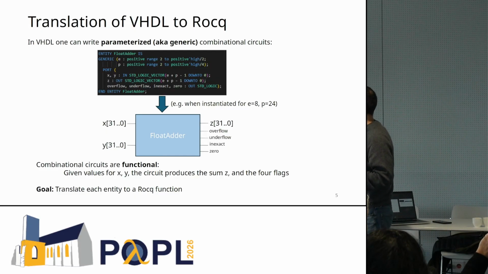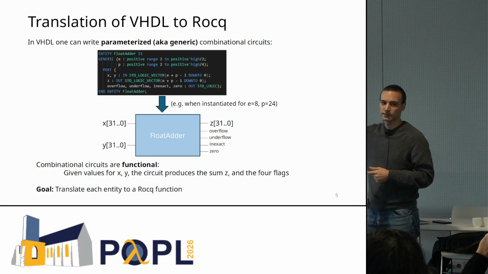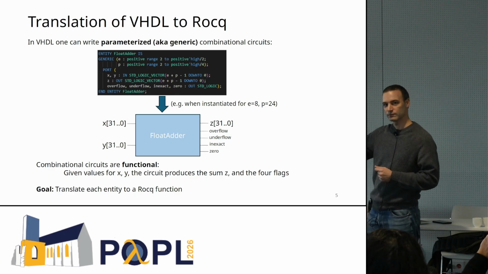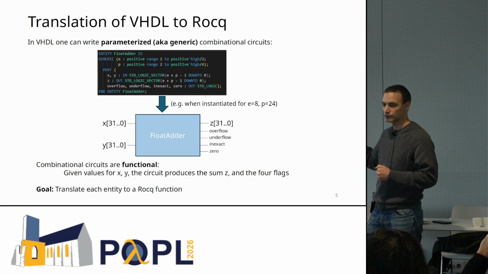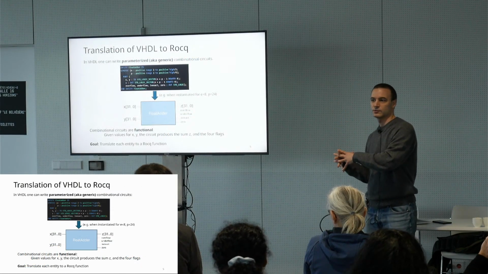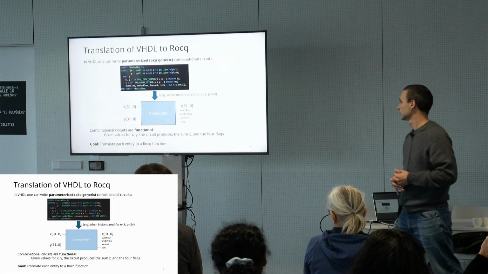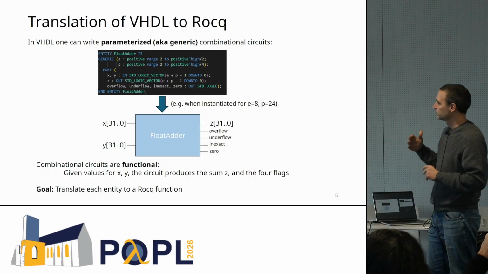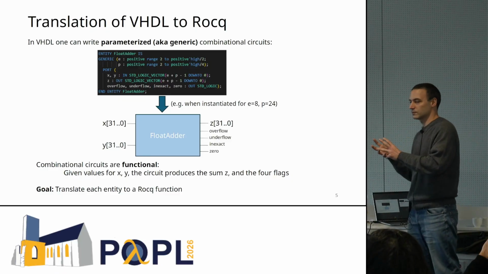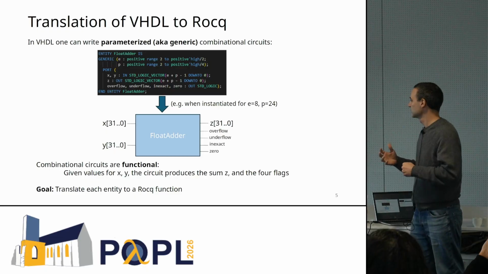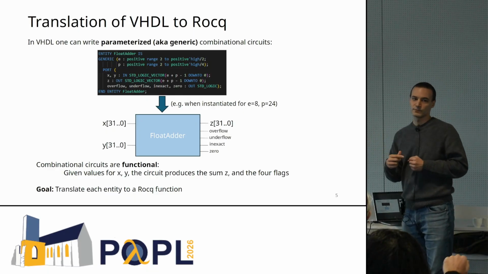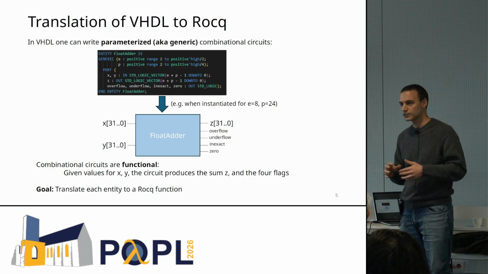And so this means that if you give values to E and P, for instance 8 and 24, then you can synthesize a circuit that will look like this. On the left you have the input vectors x and y, on the right you have the outputs, and so on. So for each instantiation of the generics, you get a different circuit. All right, and by our assumption that all designs are combinational, the circuits are functional: they define functions, so given values for x and y, you will always get the same value z, regardless of the paths, because there are no states.